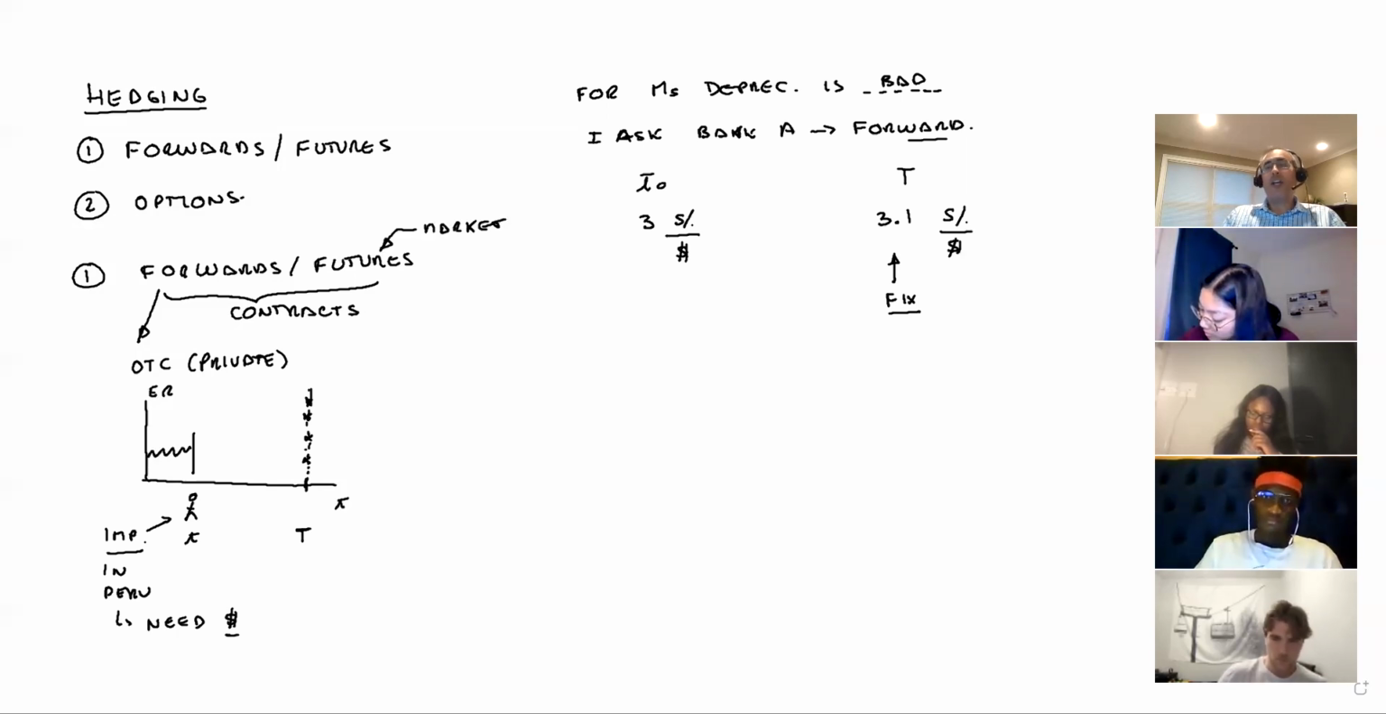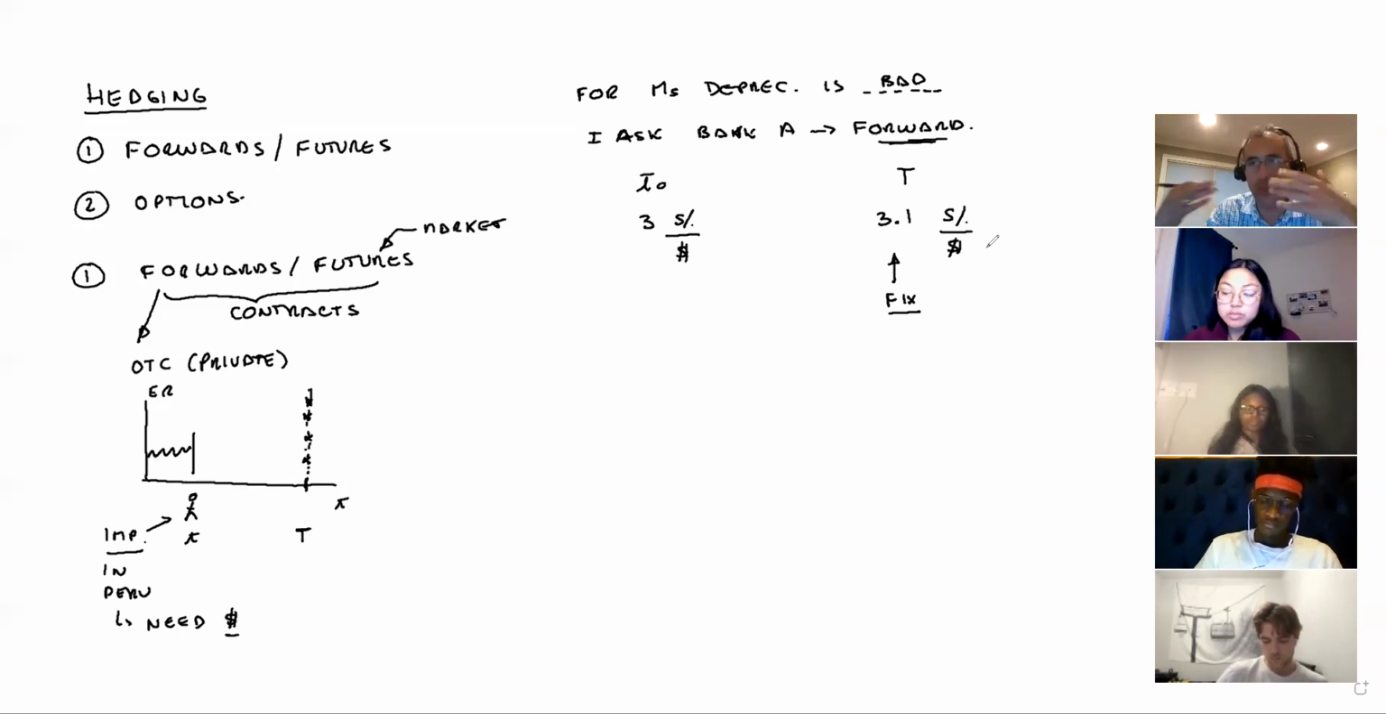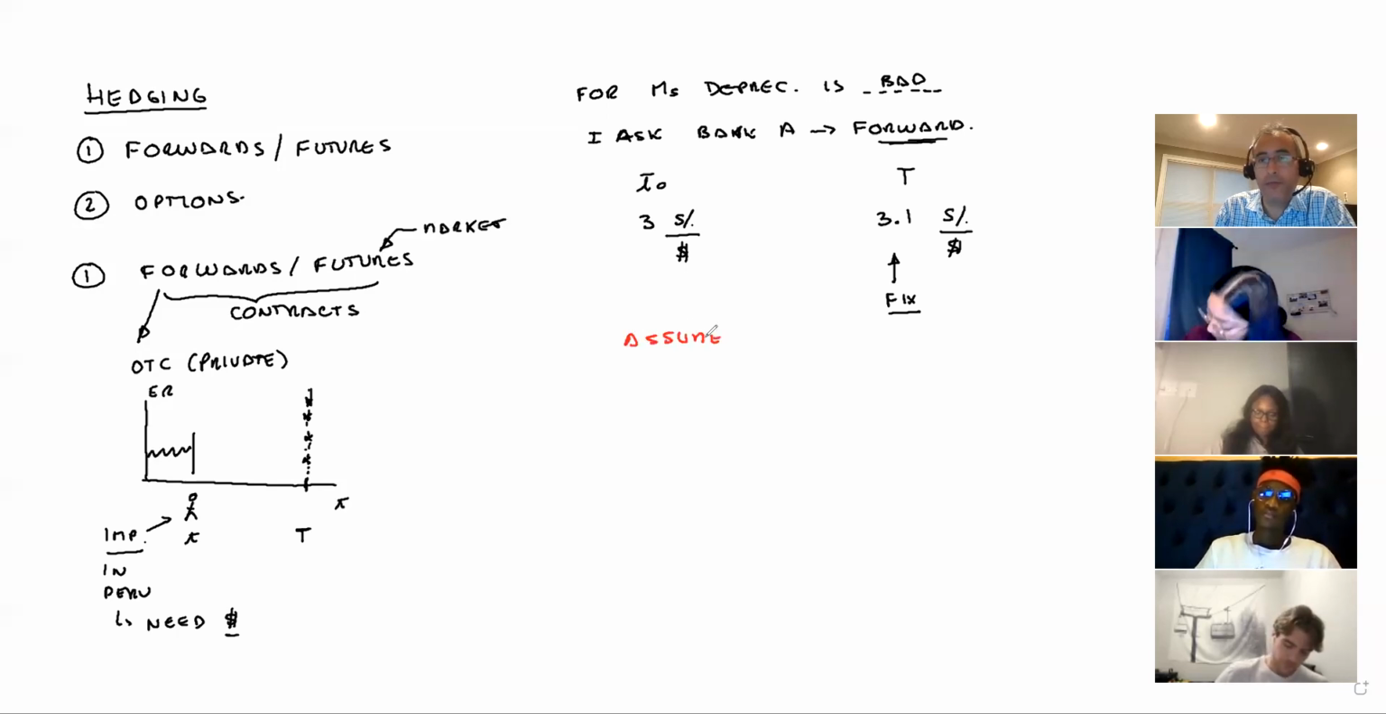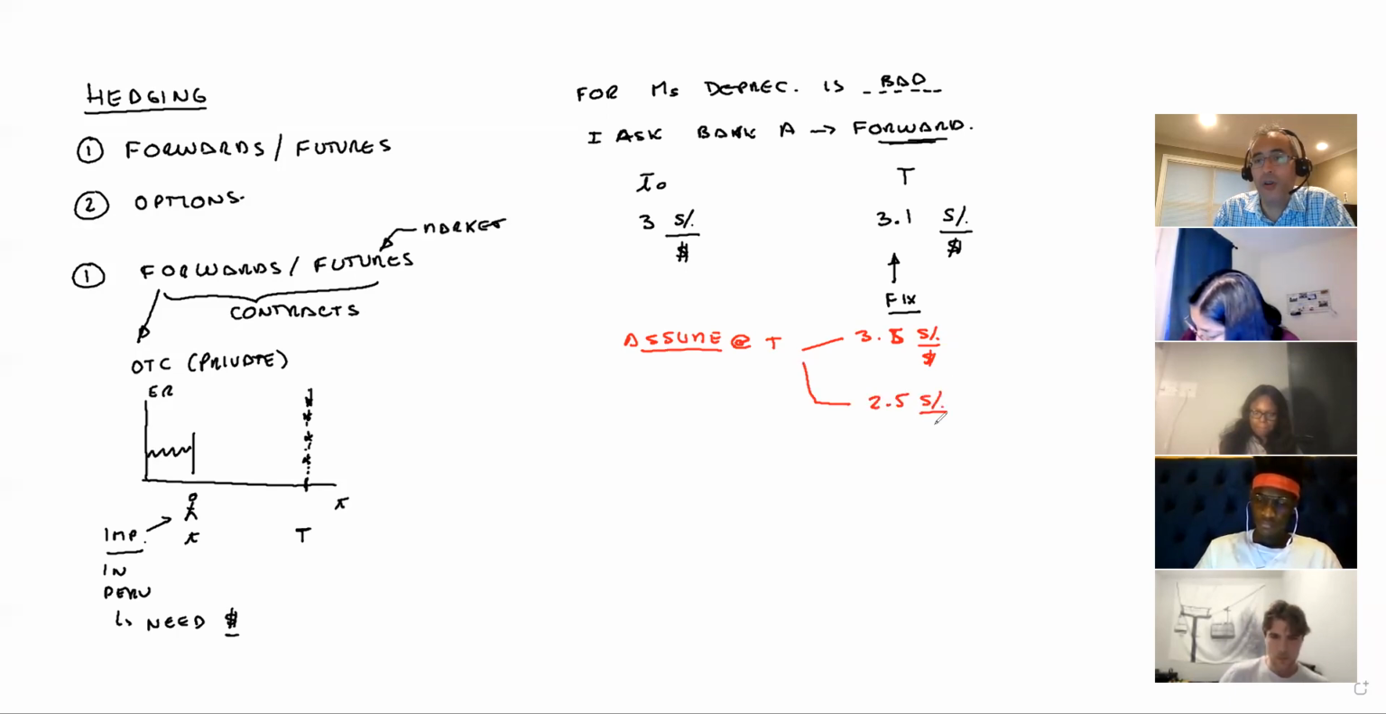Okay. So in a forward contract, guys, normally the bank knows you. So normally you have an account with the bank, so they have your savings. They know your savings. So you don't need to do anything else, right? Now imagine, guys, let's assume what happens at time t. Assume that at time t we have two things. One, the price of the dollar goes to 3.5 soles per dollar. Or at time t, this goes to 2.5 soles per dollar.